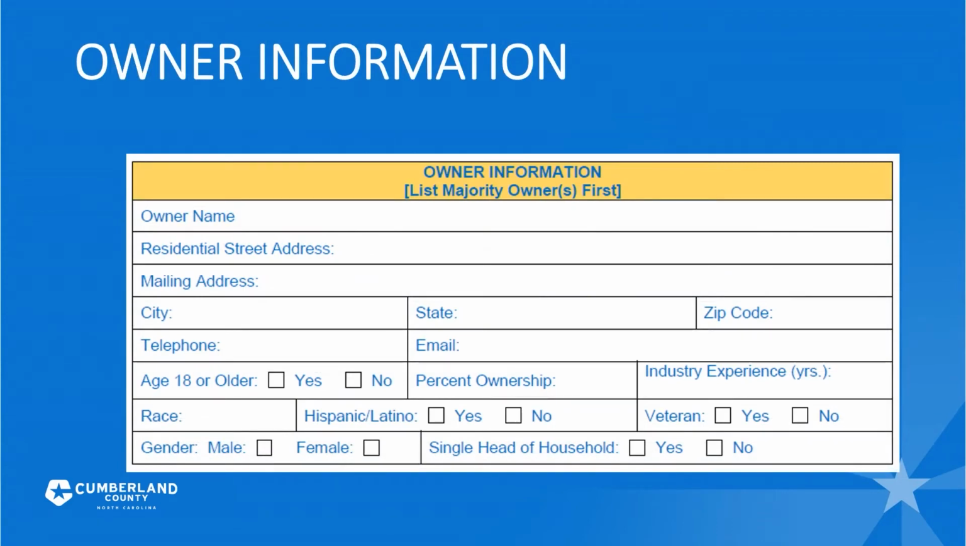In the owner information section, we request basic information on the owner or owners of the business to include their name, their street address, their mailing address, whether the owner is at least age 18, the percentage of ownership in the business, your industry experience in years, race, ethnicity, veteran status, gender, and whether the owner is a single head of household. We ask that this information be completed for each owner of the business if there are multiple owners.